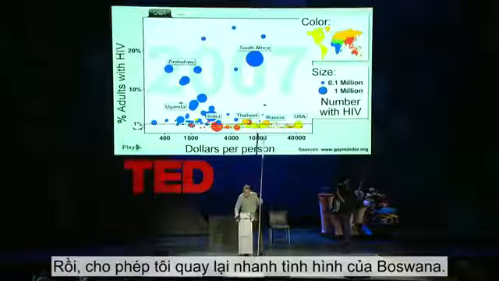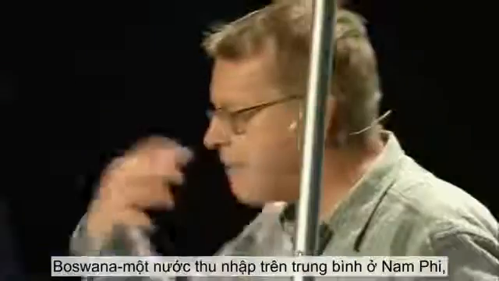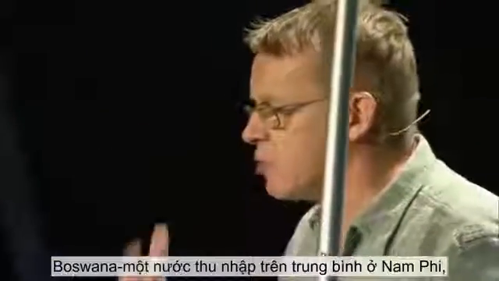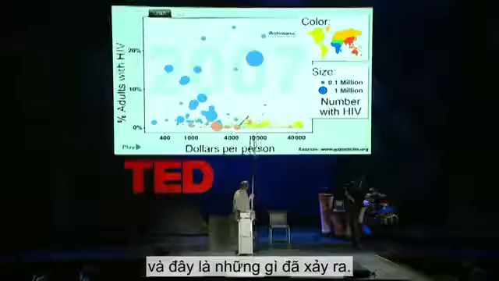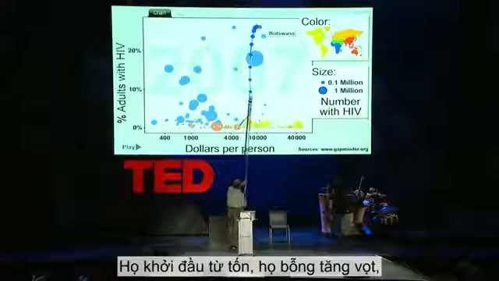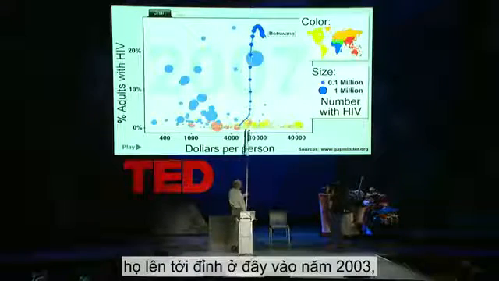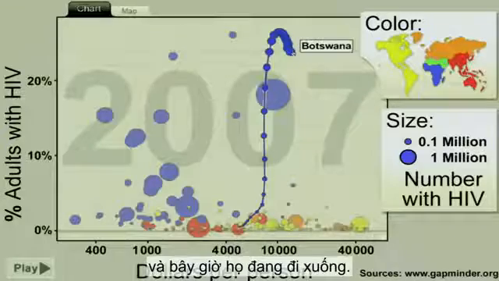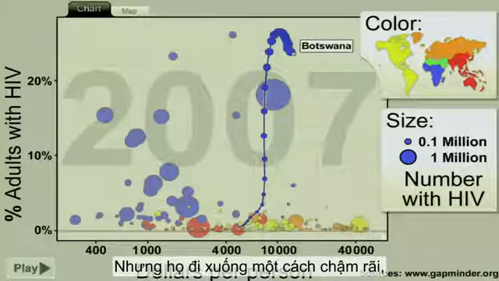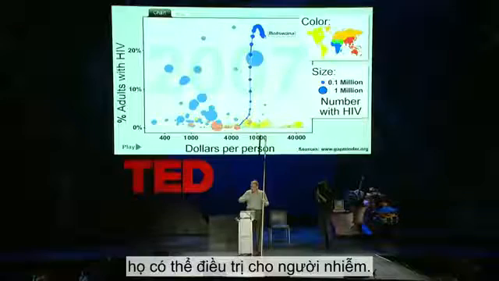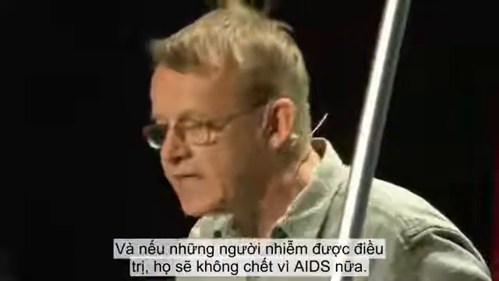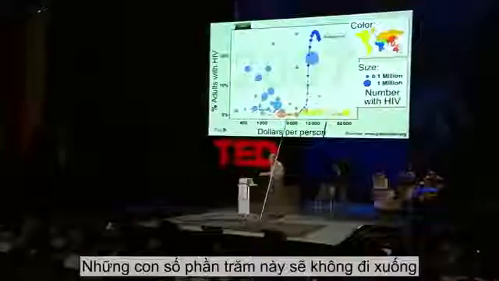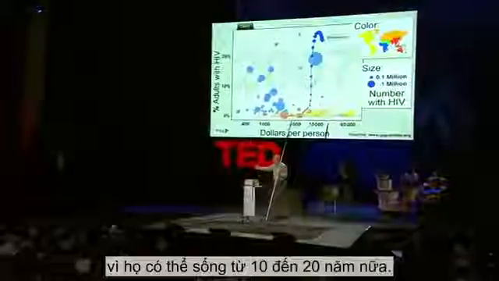Now, let me make a fast replay of Botswana. Botswana, an upper middle income country in southern Africa, democratic government, good economy, and this is what happened there. They started low, they skyrocketed, they peaked up there in 2003, and now they are down. But they are falling only slowly, because in Botswana, with good economy and governance, they can manage to treat people. And if people are infected and treated, they don't die of AIDS. And these percentages won't come down, because people can survive 10 to 20 years.